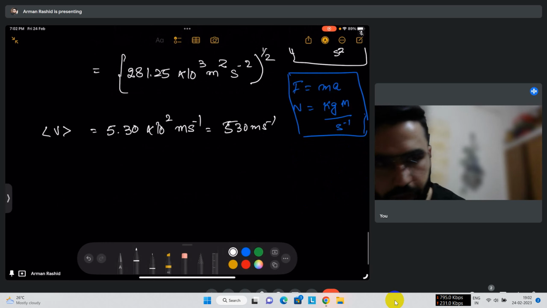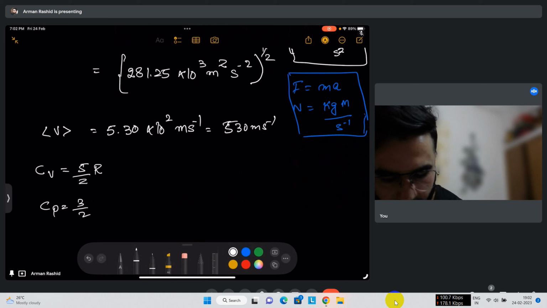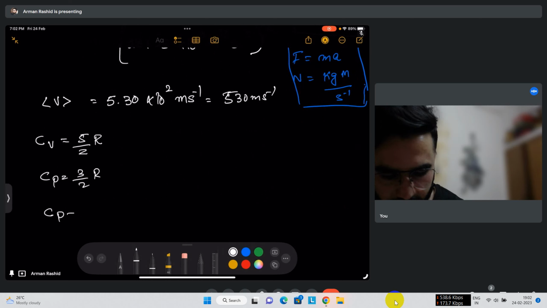Okay, now we know that for ideal gases, Cv is equivalent to 5 by 2 R, just like Cp is equivalent to 3 by 2 R, I think so. Then what we can do is we will write Cp plus Cv is equivalent to R. So what is it? 5 by, or it will be Cp minus Cv, so I don't properly remember which one it is.